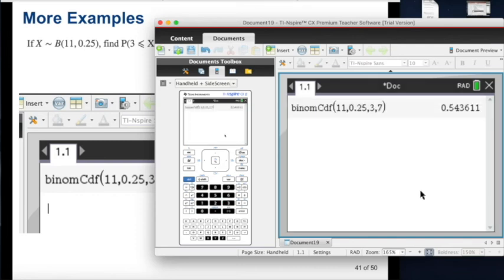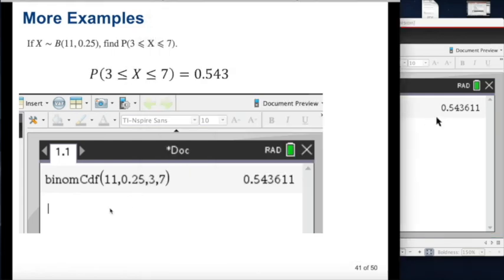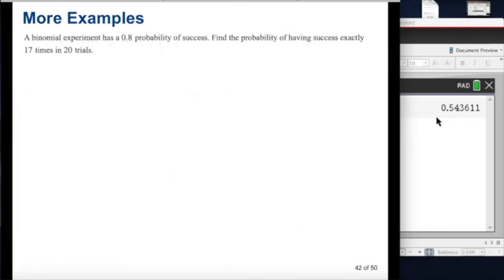Okay, click OK. There you go. So that's the answer, 0.543. Yeah, the probability of 3 is less than or equal to x is less than or equal to 7. Okay, next one. A binomial experiment has a 0.8 probability of success. Find the probability of having success exactly 17 times in 20 trials.